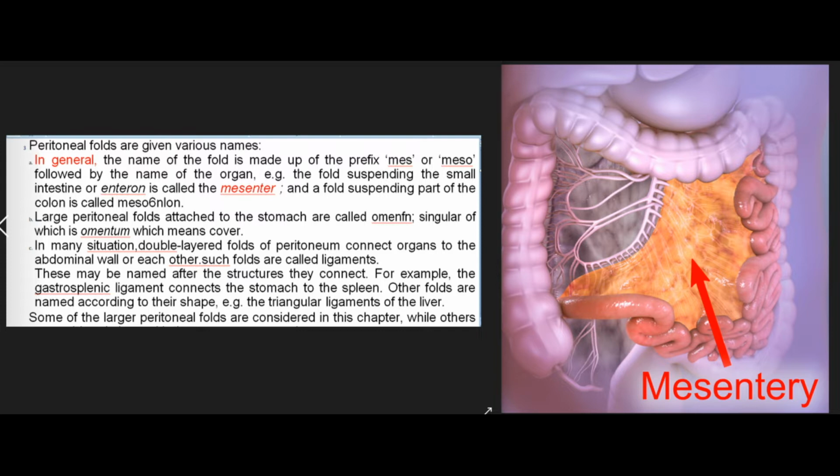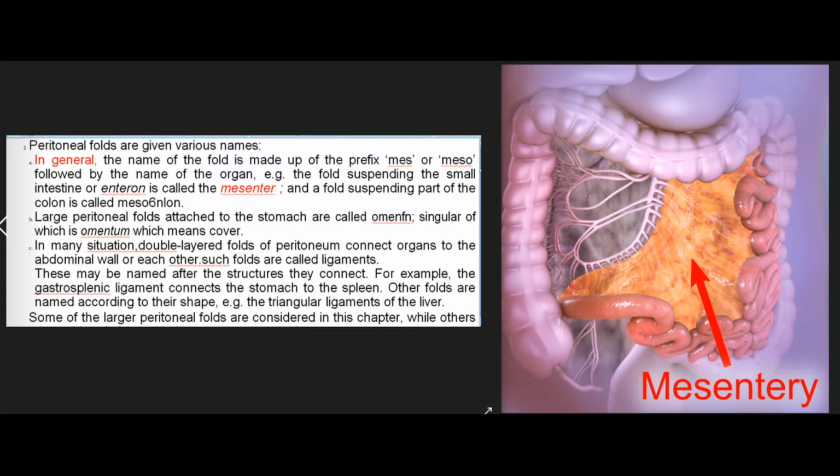Large peritoneal folds attached to the stomach are called omenta, singular of which is omentum, which means cover. In many situations double-layered folds of peritoneum connect organs to the abdominal wall or each other. Such folds are called ligaments.